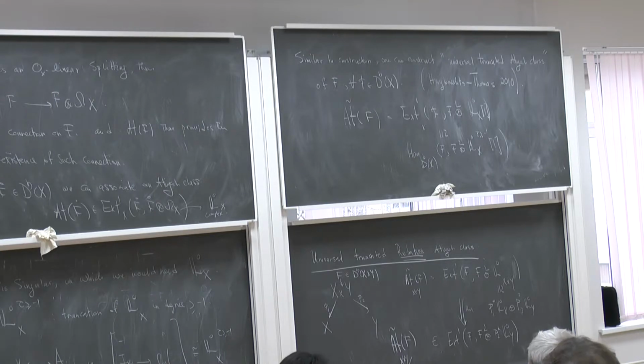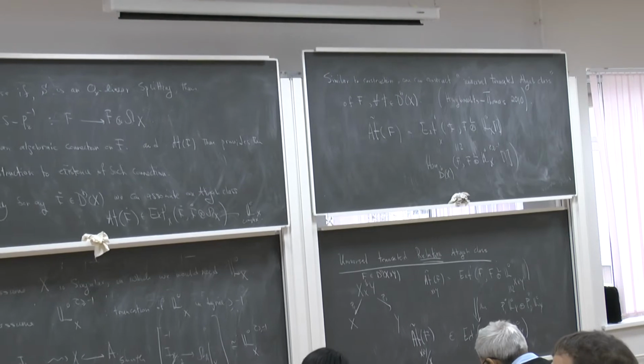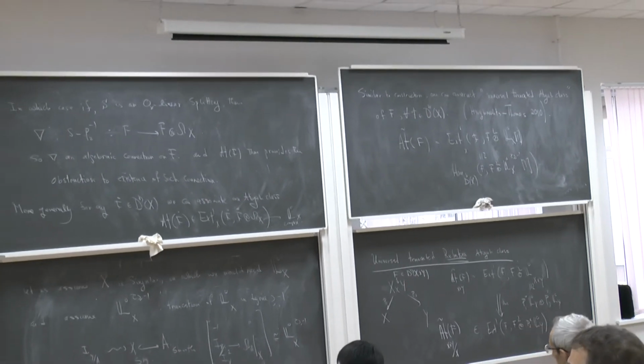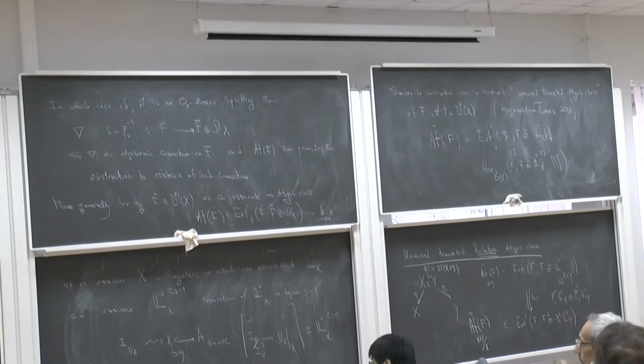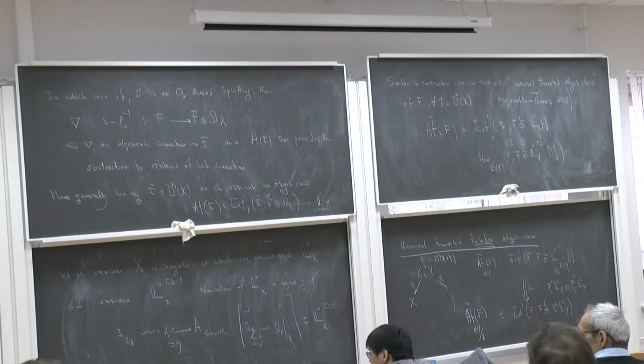So let me just replace Y with the moduli space. And you will see why this universal relative Atiyah class is useful after all.